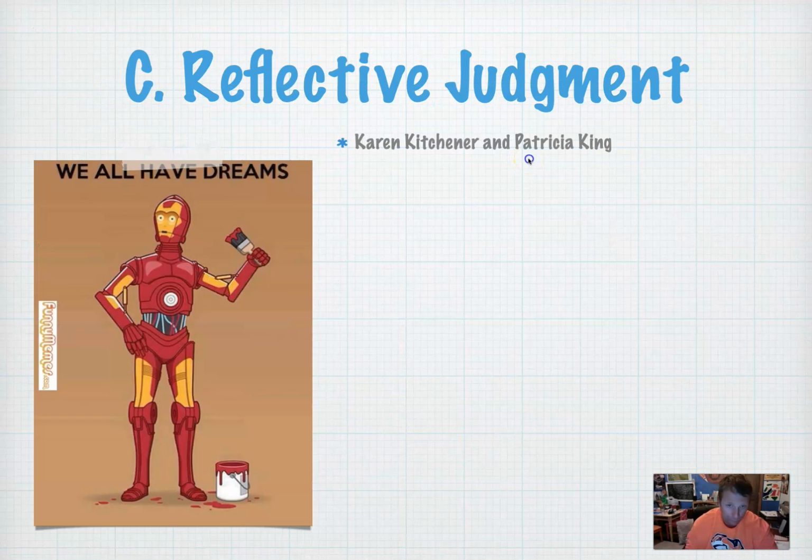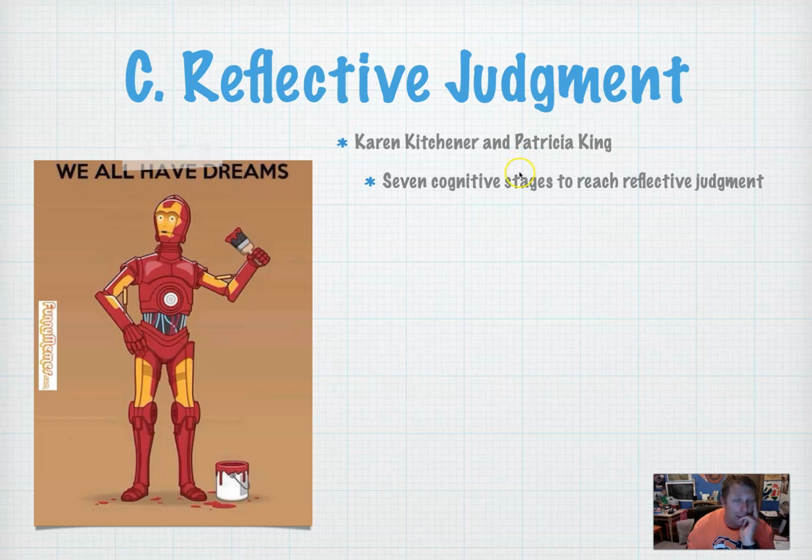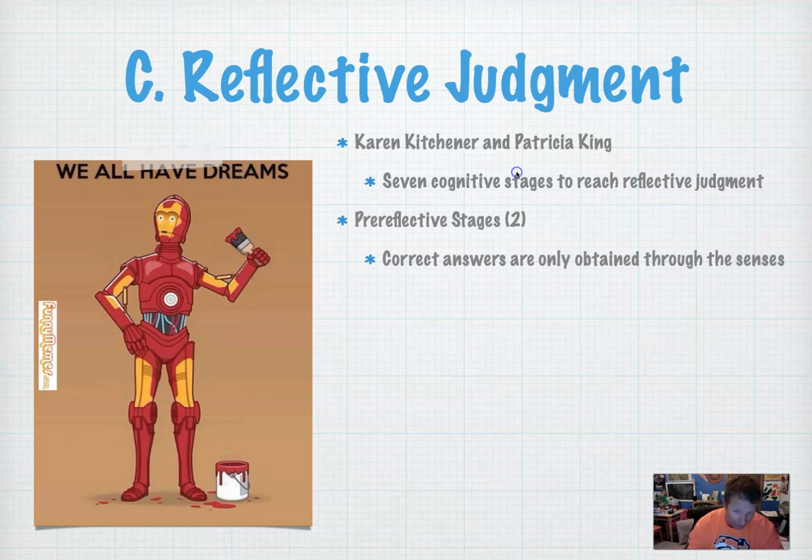Sorry. Now, reflective judgment. Karen Kitchener and Patricia King came up with this. They said there are 7 cognitive stages to reach what's called reflective judgment. We have pre-reflective stages where correct answers are only obtained through your senses. For instance, the sun moves. The sun goes around the earth because that's what I can see.